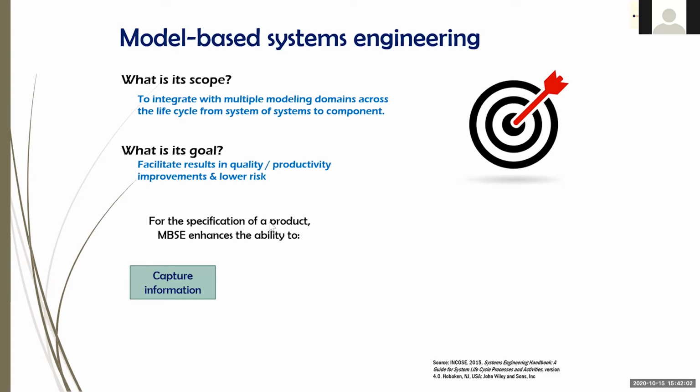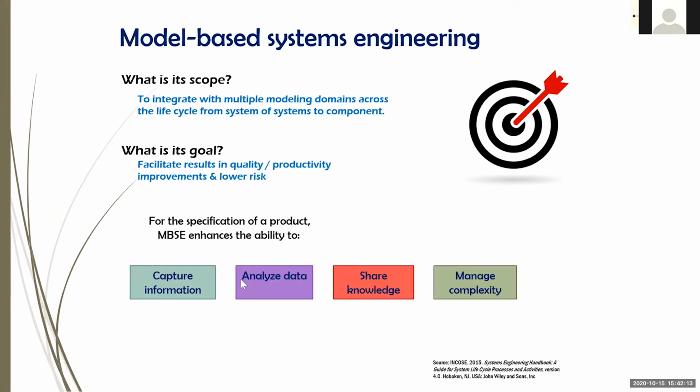Now, talking about the specification point of view of the product or system that we are developing, model-based system engineering is going to help us capture the information, do some data analysis on some of the parameters or aspects of the project. It will help us to share the knowledge within a domain and across domains. And it will help us manage the complexity by decomposing the system into different domains and having models for each one of those domains, okay?